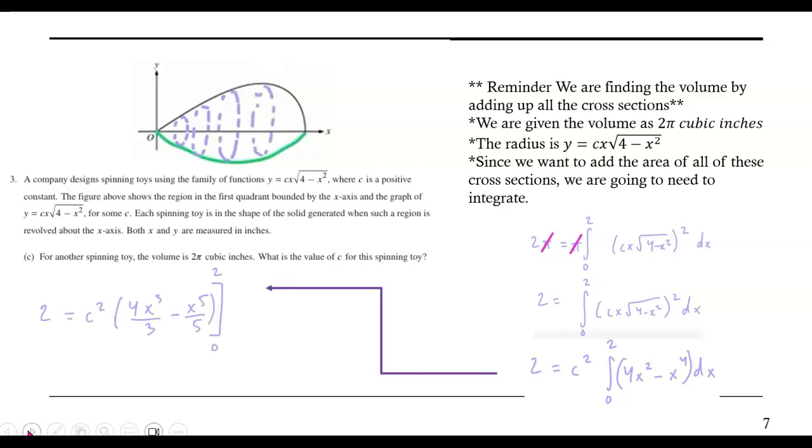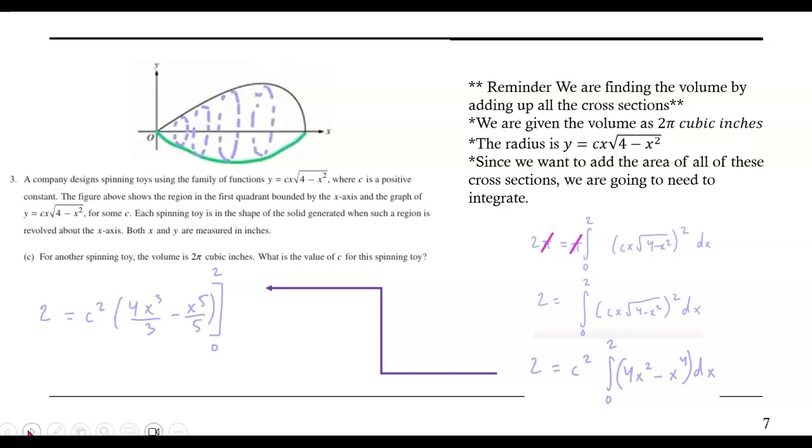I'm moving over to the left because I ran out of space. When I find the antiderivative of 4x squared, I add 1 to the exponent, so my new exponent becomes 3, which means I multiply by 1/3 to that 4. So I get 4x cubed over 3. And I do the same thing for the negative x to the 4th. My new exponent becomes 5, and so I multiply by 1/5. I end up with negative x to the power of 5 over 5.